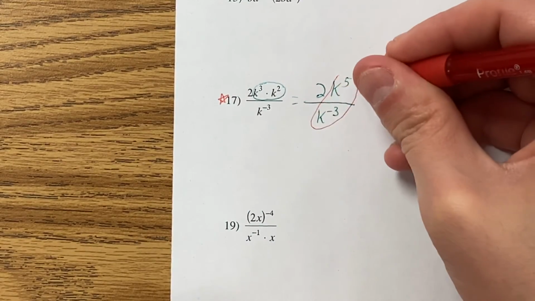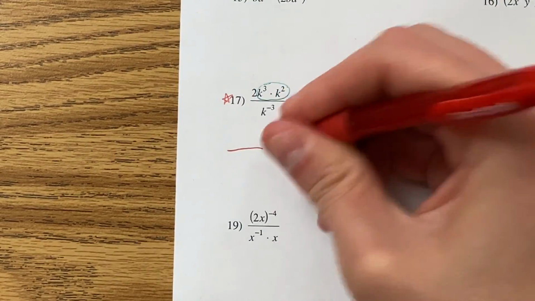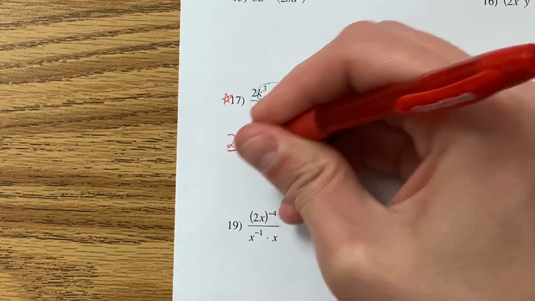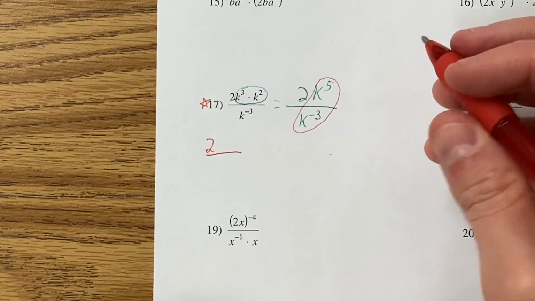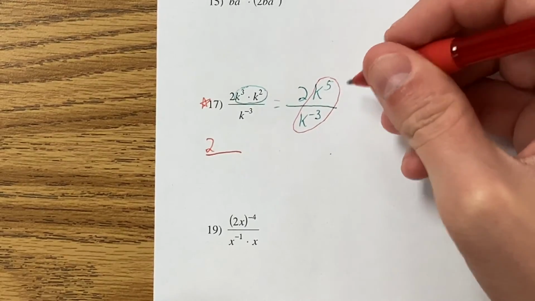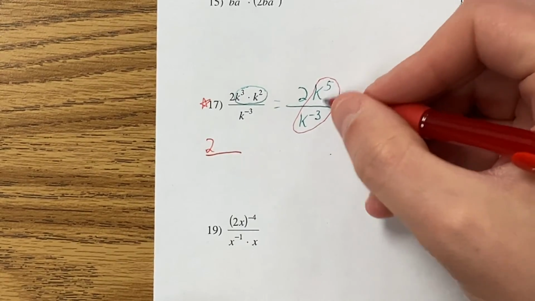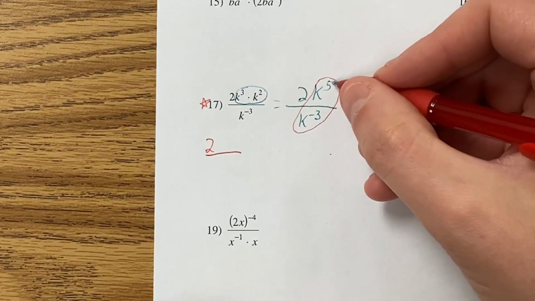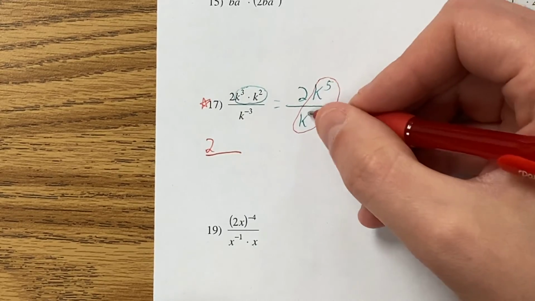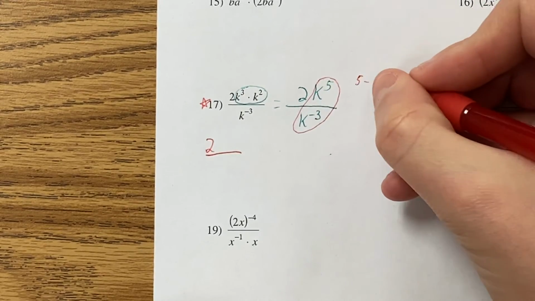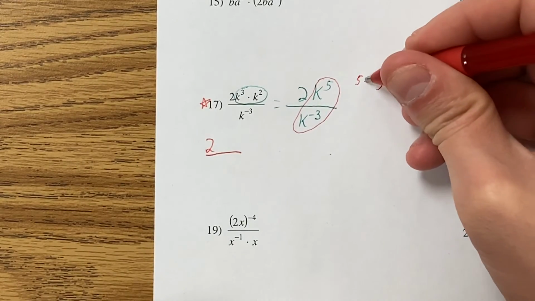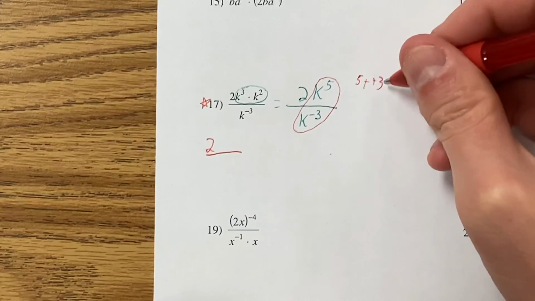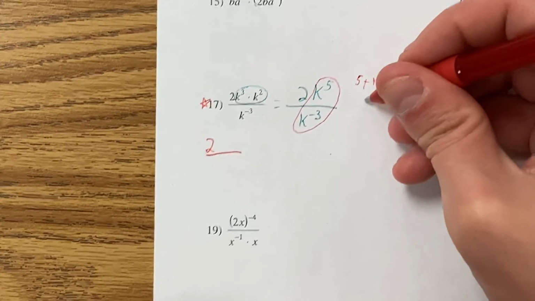Now I'll have to deal with this. First of all, the 2 is up top, so it'll stay up top. The k itself, 2 ways to think about it. 5 is bigger than 3, so your k would be on top. So you would do 5 minus a negative 3. 5 minus a negative 3 is the same thing as 5 plus 3. So that would be 8. So you'd get k to the 8.